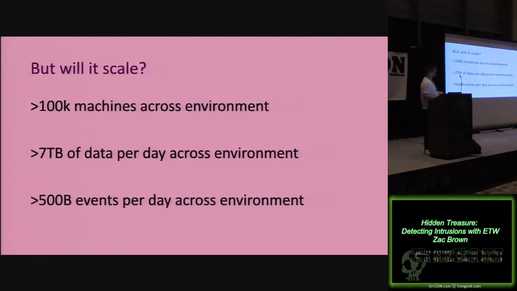But will it scale, right? So I've been making allusions to the numbers. These are the numbers from January 2017 after filtering. More than 100,000 machines, more than 7 terabytes of data per day, and more than 500 billion events across the environment. In reality, it's more like 200,000 machines now, more like 14 terabytes of data now, and almost 1 trillion events per day. And that's all after filtering, all after aggregation, all after all those signals I've been talking about.